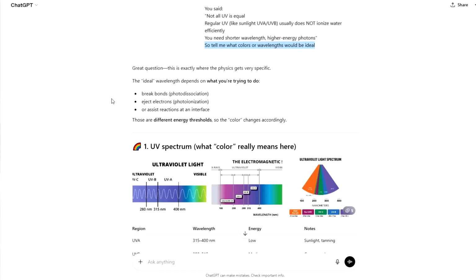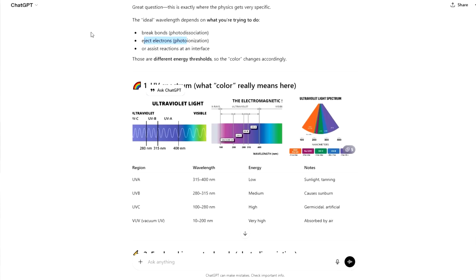I said, not all UV is equal. Regular UV, like sunlight, UVA, UVB, usually does not ionize water efficiently. You need shorter wavelengths, higher energy photons. So I say, tell me what colors or wavelengths would be ideal. This is exactly where physics gets very specific. The ideal wavelength depends on what you're trying to do: break bonds, eject electrons, or assist reactions at an interface. Well, essentially I'm trying to eject electrons. We already broke the bonds per se, so we're trying to eject electrons. Those are different energy thresholds, so the color changes accordingly.